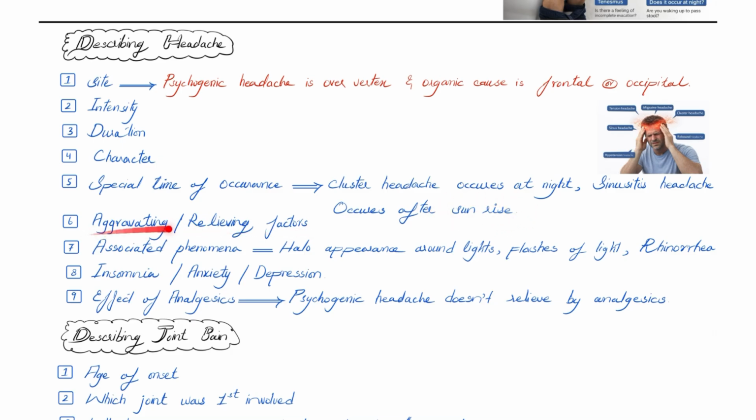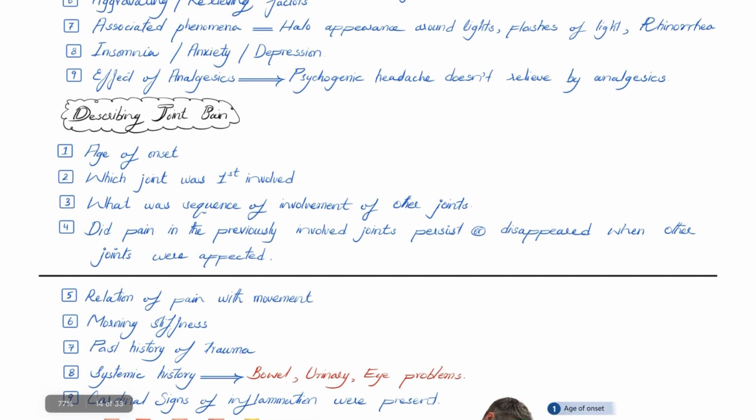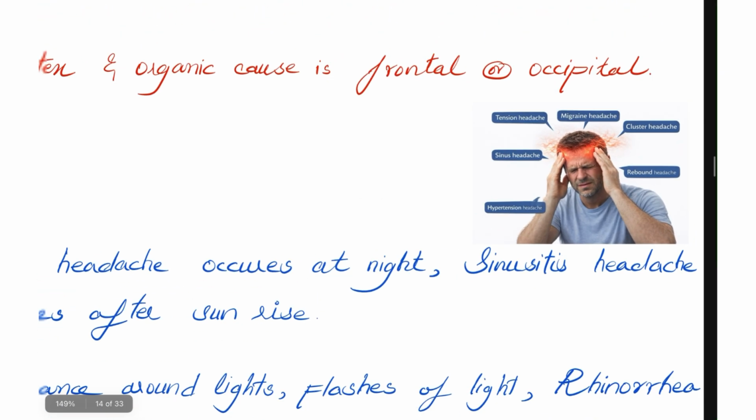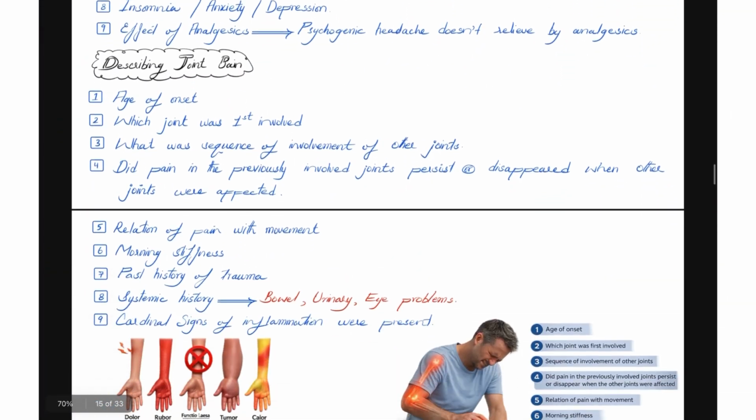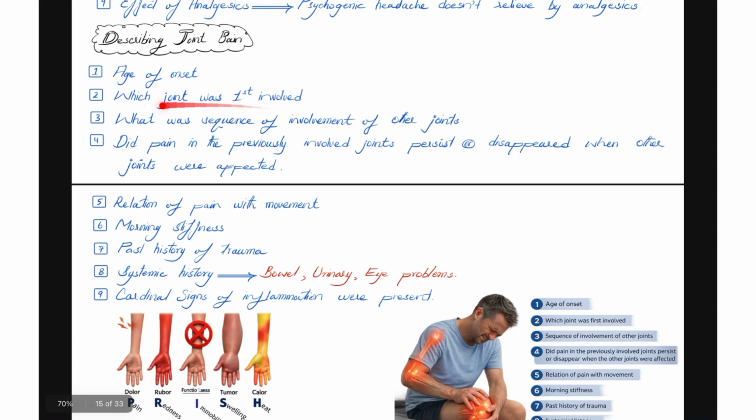Ask about any aggravating and relieving factors, and any associated phenomena like halo appearance around lights, flashes of light, or rhinorrhea, which can occur before migraine, or association with insomnia, anxiety, or depression. And then ask about the effect of painkillers, meaning the effect of analgesics. Psychogenic headache, which is because of depressive disorder, is not relieved by analgesics. So here you go, a brief summary of describing headache. Then describing joint pain: ask the age of onset and which joint was first involved.